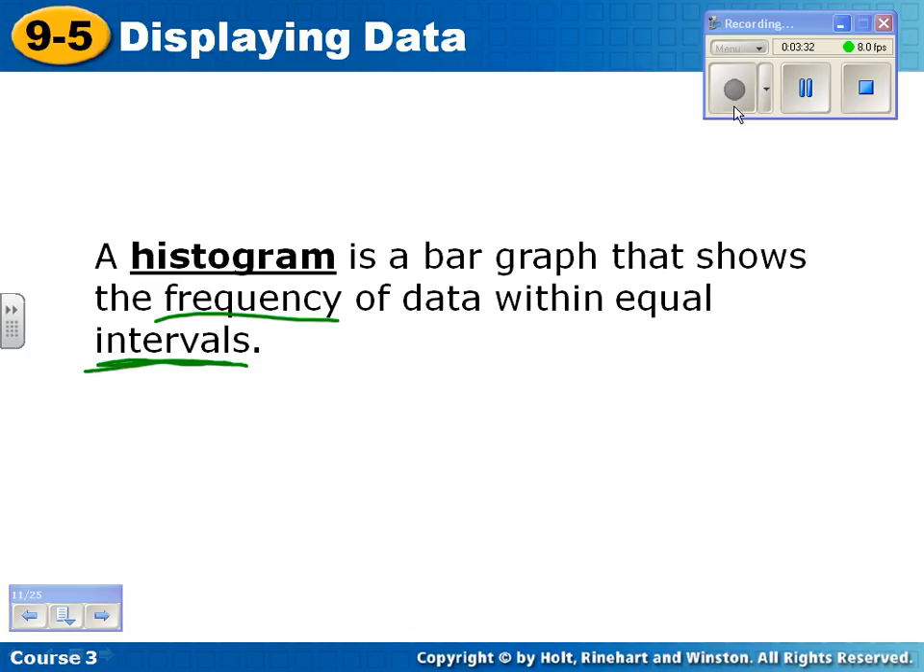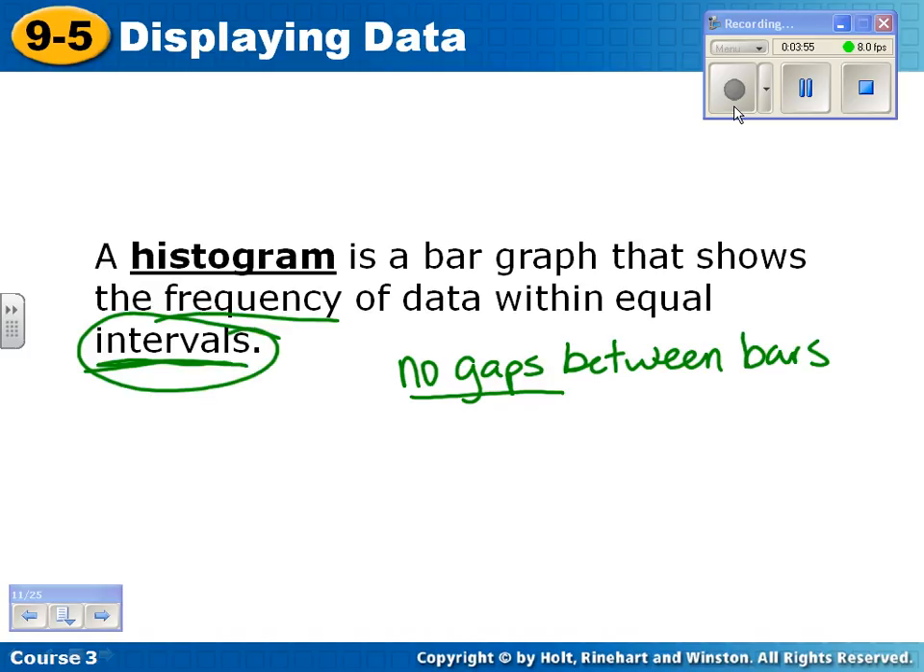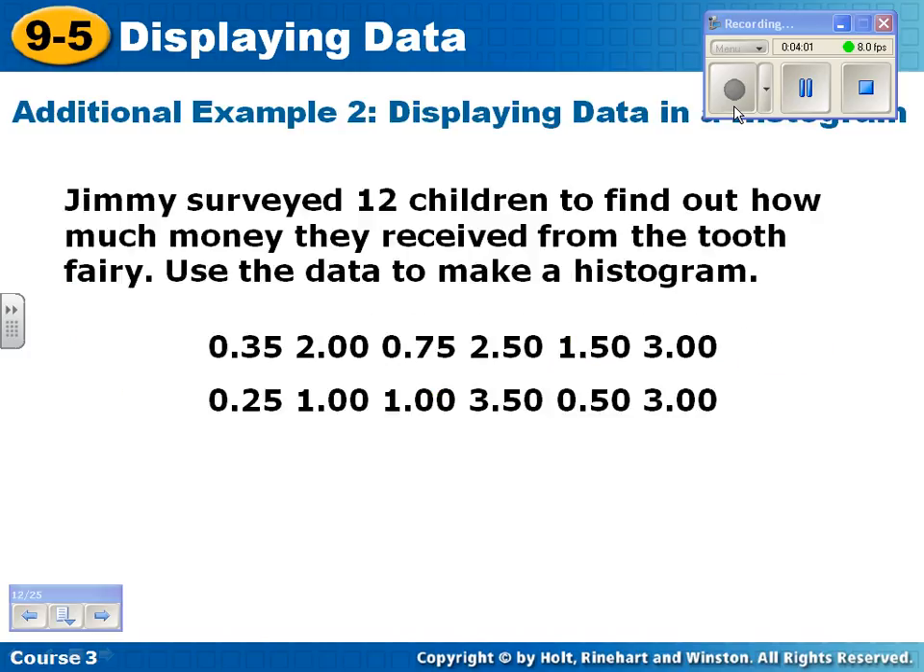Another little difference with a histogram is that there are no gaps between the bars. No gaps between the bars. So that's the big difference between a histogram and a bar graph. A histogram is a kind of bar graph, but there are no gaps between the bars where there are with a bar graph, and we have intervals with a histogram. So remember, intervals and no gaps between the bars, and that sets a histogram apart. So let's look at some examples for a histogram.